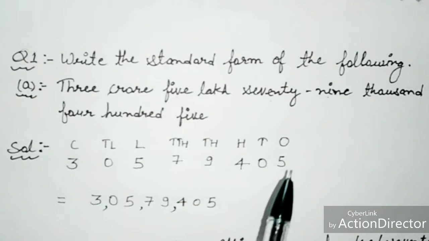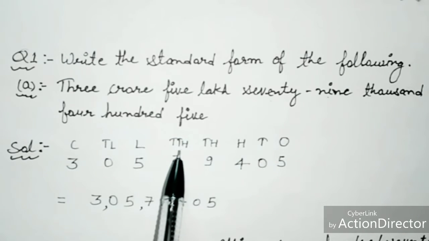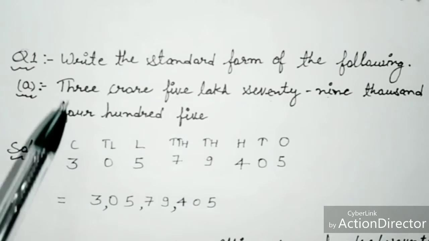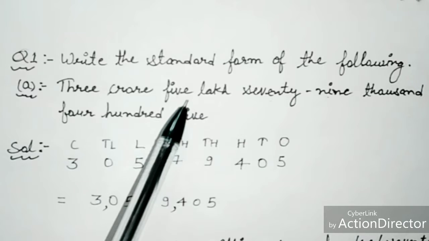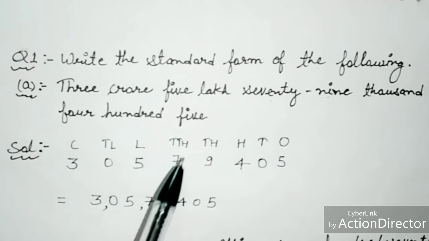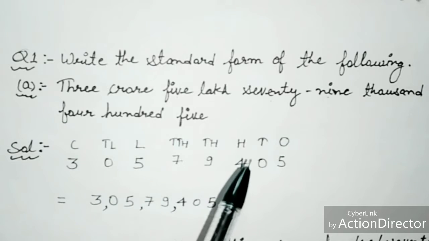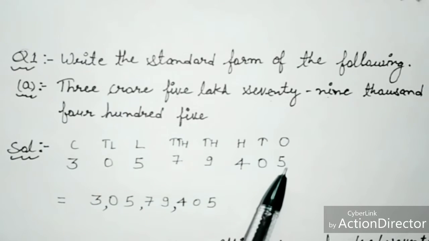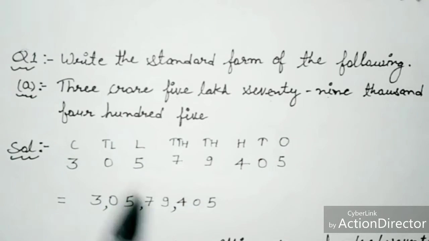So first we write place values from ones, tens, hundred, thousand, 10,000, lakh, 10 lakh and crore. Now we write the numbers with the place values. 3 in crore place. 5 in lakh place. 79 in thousand place, so we write 7 in 10,000 place and 9 in thousand place. Now 4 in 100 place and 5 in 1 place, and the other place values fill with zeros, like tens fill with 0 and 10 lakh fill with 0.